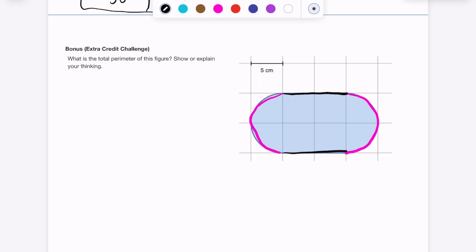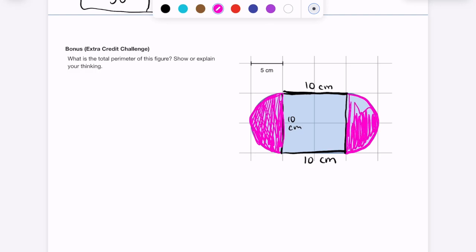So here we're told that each unit is worth 5 centimeters. So this is 5 centimeters and this is 5 centimeters. So that is 10 centimeters. And this is 10 centimeters. Okay, and then we can also conclude that this is 10 centimeters. And this. So what we have to do here is recognize that this in pink is half of a circle, or a semicircle. And this is another half of a circle, a semicircle. And together, they would make one full circle.